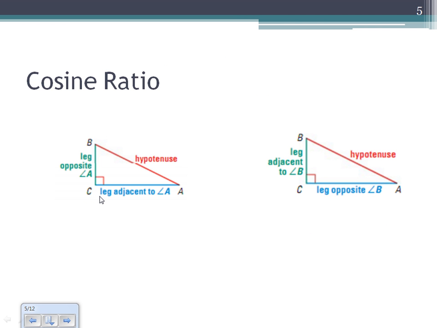The cosine, then, cosine is defined as what over what? Alicia?